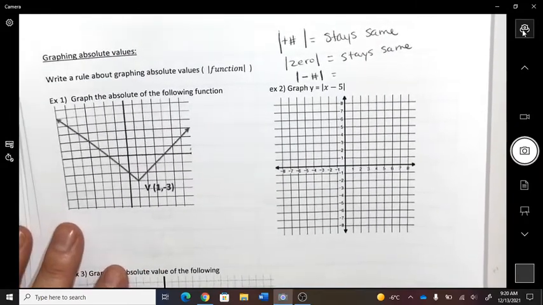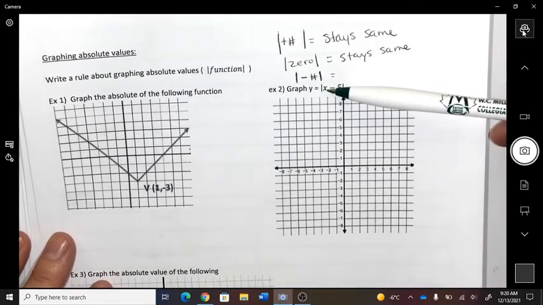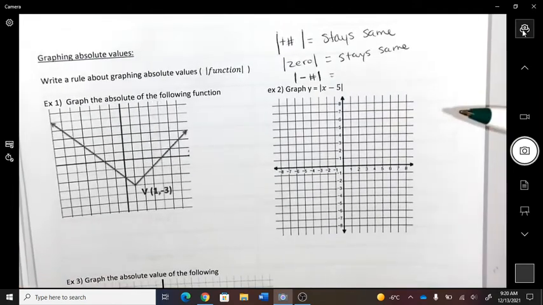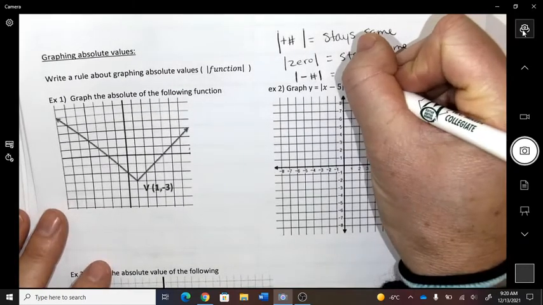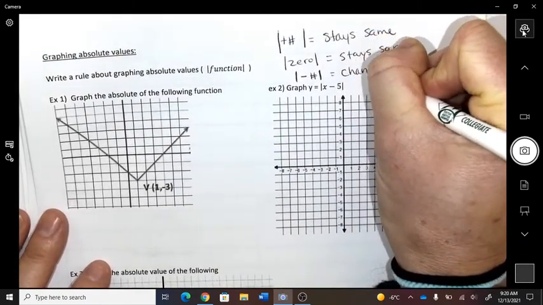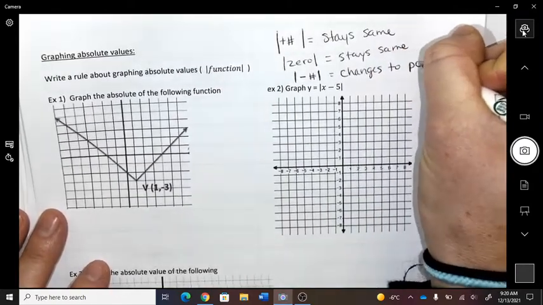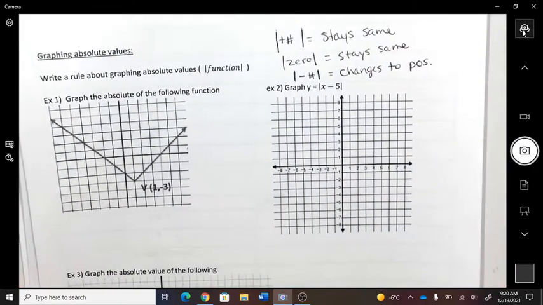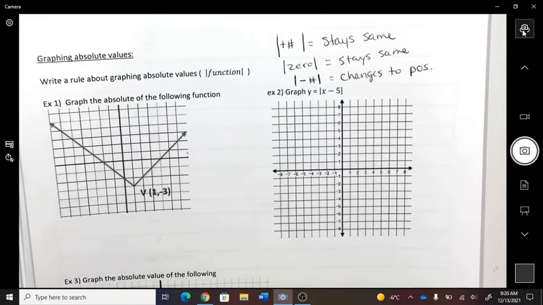Okay, what do you think about absoluting a negative number? So what's the absolute value of negative 5? What happened to it? It changes, right? So those are the 3 rules. The absolute value of a positive just stayed. The absolute of 0 will stay. The absolute value of a negative, that's going to change.